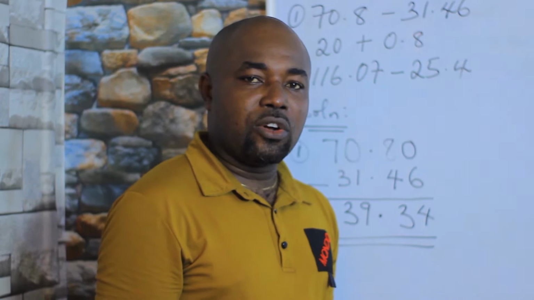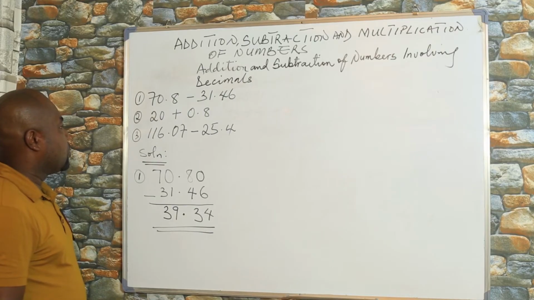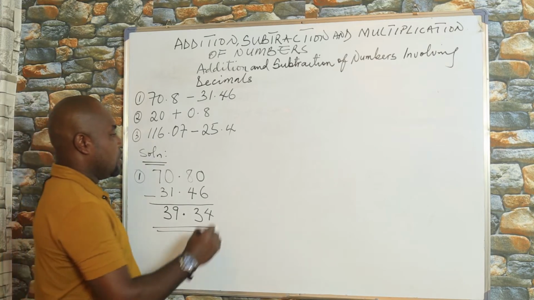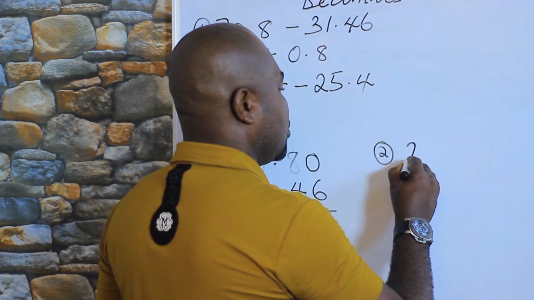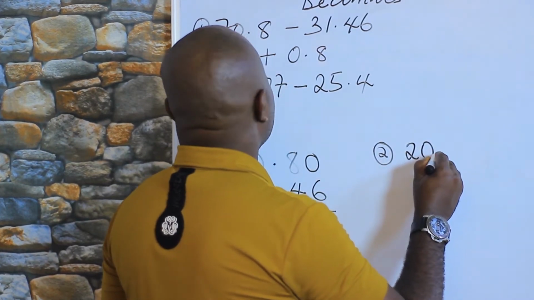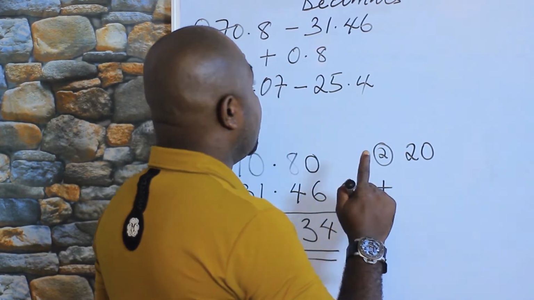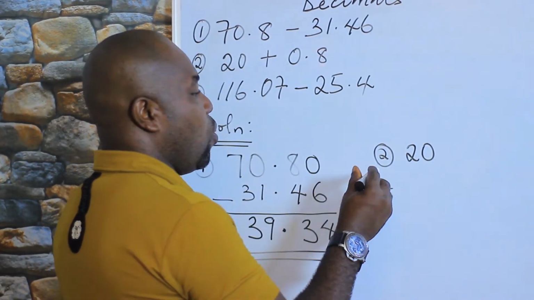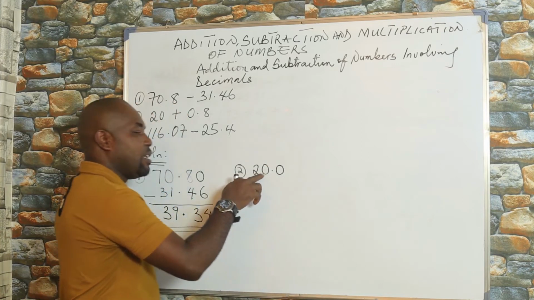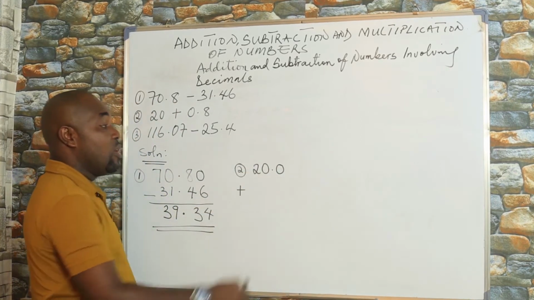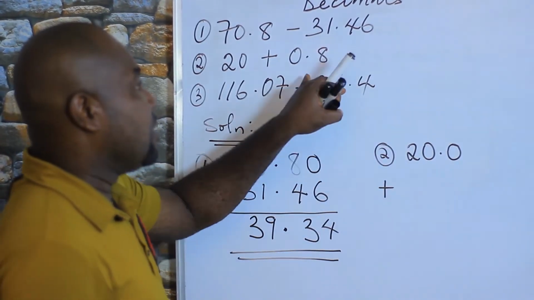Let us take the second example. 20 plus 0.8. Number 2. 20 plus 0.8. We put a point here and add 0. We assume that this is 20.0 because nothing is here, and this is 0.8.